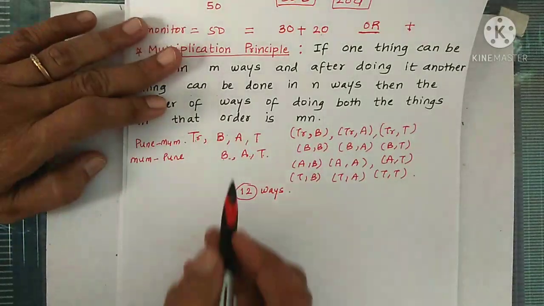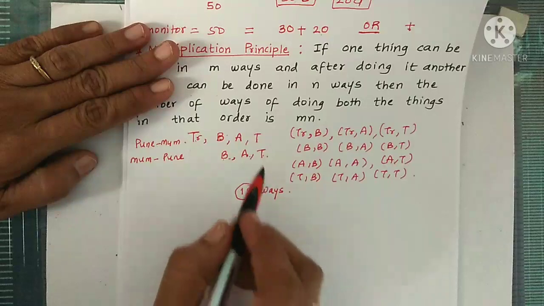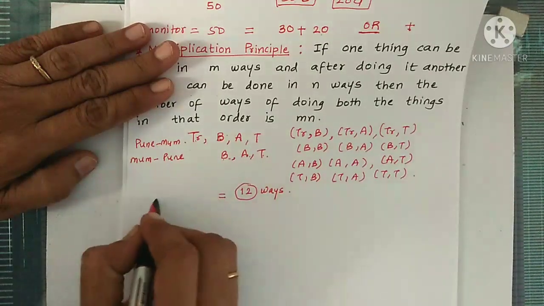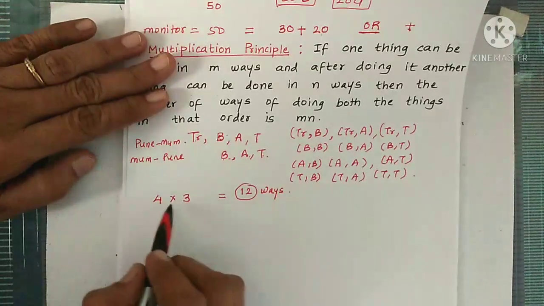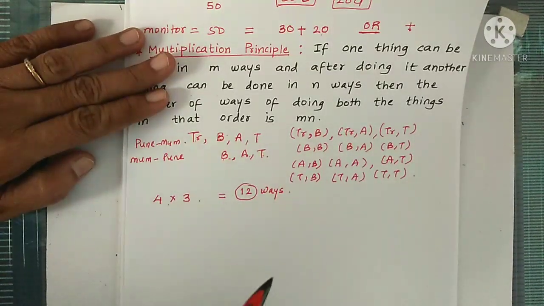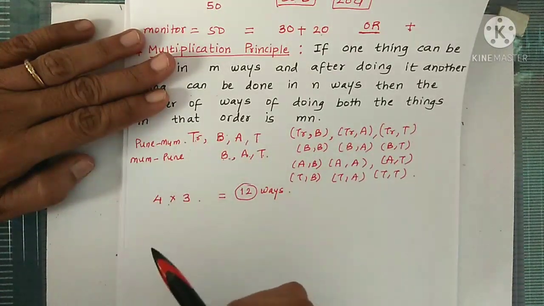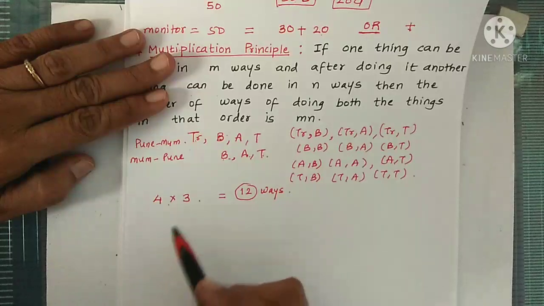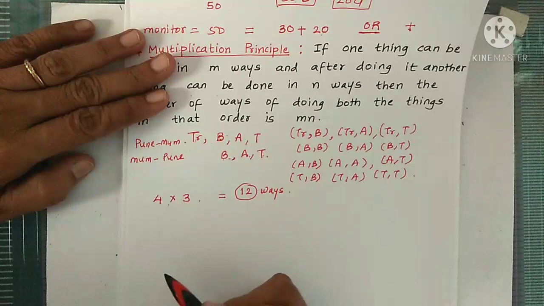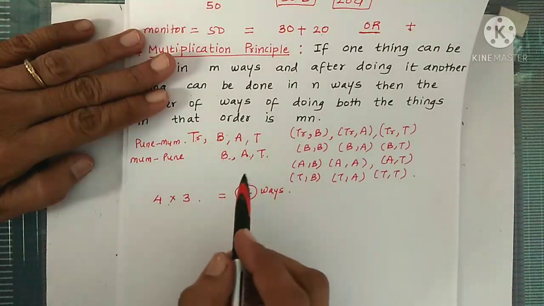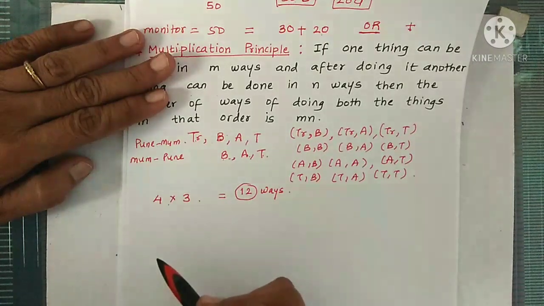Okay. So while going from Pune to Mumbai, the available modes of transport are 4 in number. While coming back, the available modes of transport are 3. So 4 into 3 is 12. See, the first thing can be done in 4 ways. Means what? The first thing is going from Pune to Mumbai. It can be done in 4 ways. And while coming back, it can be done in 3 ways. So the total number of ways of doing both the things in that order means what?